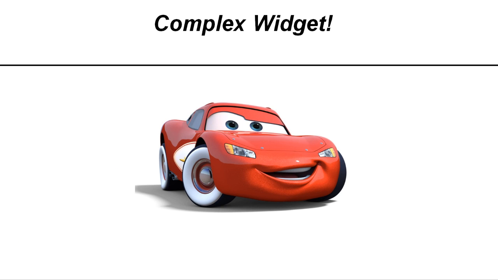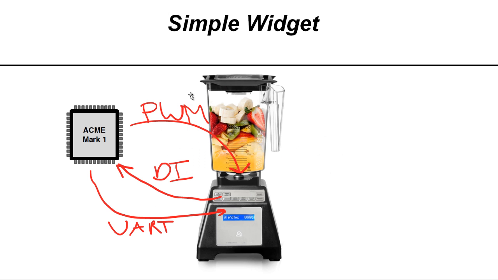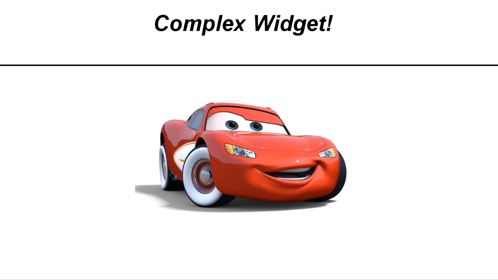Now, let's look at Lightning McQueen. So what does this have to do with the blender? Well, everything. Lightning McQueen is just a more complex widget. Here is the big difference: the blender may have one small, say, 8-bit microcontroller. Lightning McQueen may have up to 60 MCUs or microcontrollers.